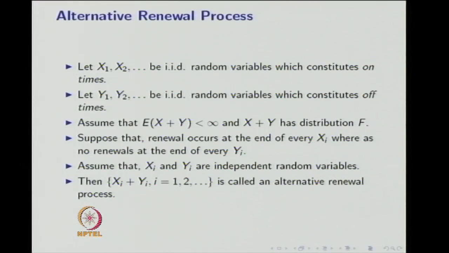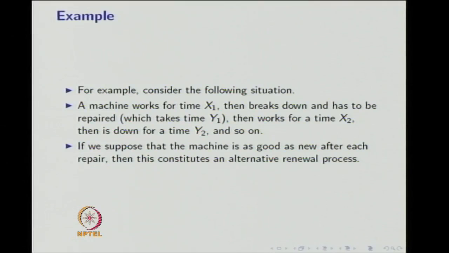Suppose that the renewal occurs at the end of every Xi's, whereas there are no arrivals at the end of every Yi's. Assume that Xi's and Yi's are independent random variables also. Then the Xi plus Yi are called the alternating renewal process. See the example for this situation.